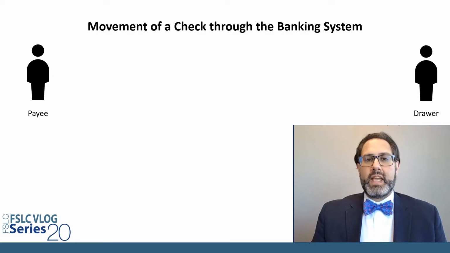We begin here by looking at the movement of a check through the banking system. Here, our payee on the left side of the slide has received a check from the drawer. The payee is the party who's named in the pay to the order of line of the check. The drawer is the party whose name appears in the upper left corner of the check and whose signature should appear in the lower right-hand corner of the check.